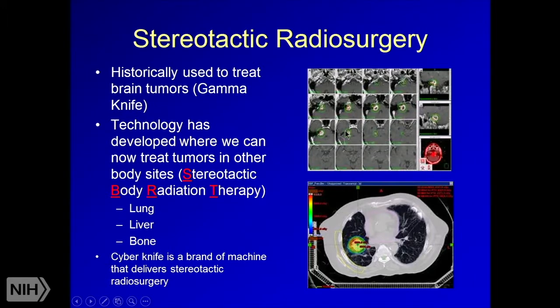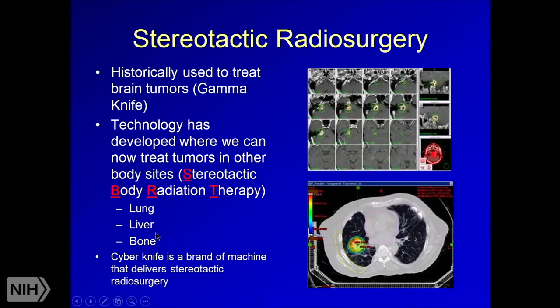And so the top right picture here is a picture of a gamma knife plan, and then the bottom right picture here would actually be lung SBRT. And this has been so successful now that we use it to treat lung tumors, liver tumors, bone tumors. And it's been so successful in lung cancer, actually, that there's now a randomized study that's open comparing this therapy to actually surgical resection because it's been that successful.